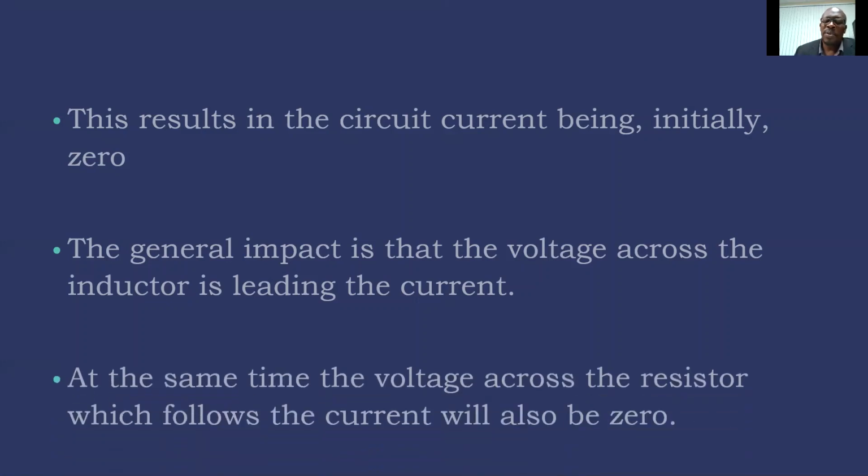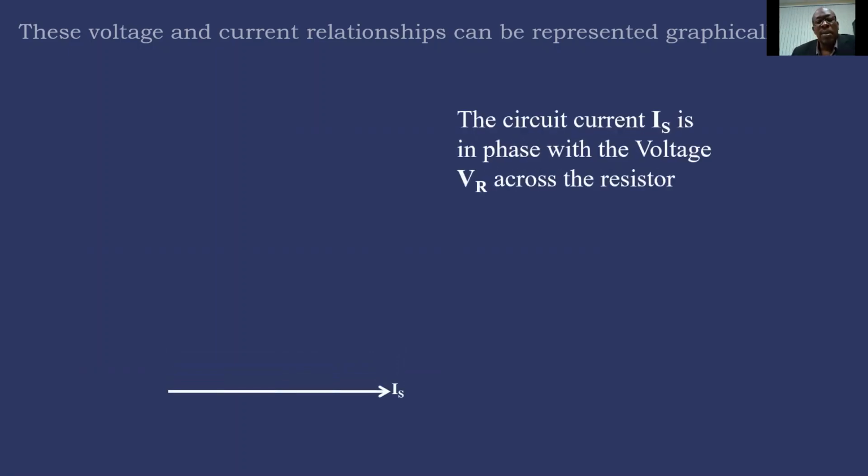At the same time, however, the voltage across the resistor, which follows the current, will also be zero. So the current and the voltage across the resistor would be behaving in a similar fashion. We can represent this graphically. So having that graphical representation, here's my circuit current. And it's in phase with the voltage across the resistor, as we just pointed out. So the voltage across the resistor is in phase along the same line.